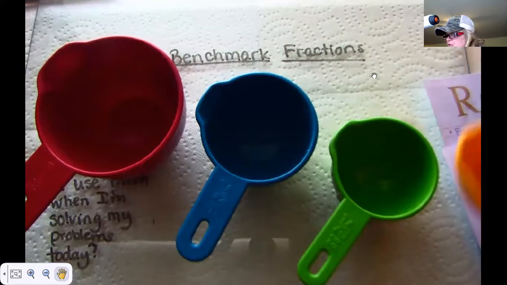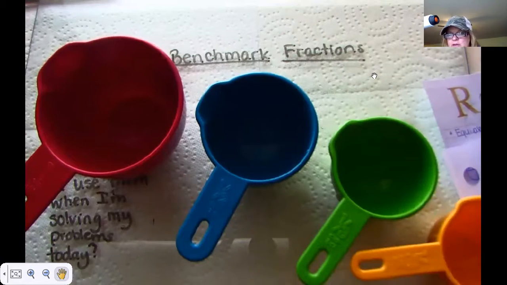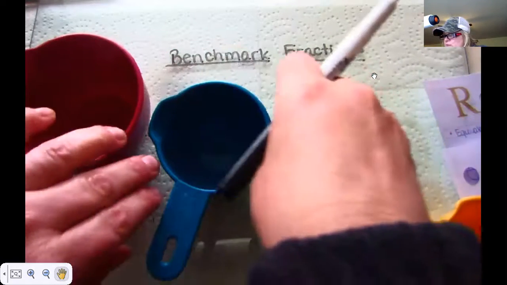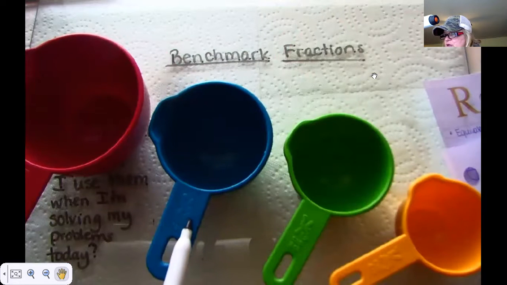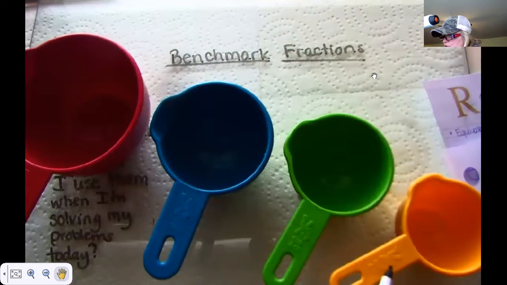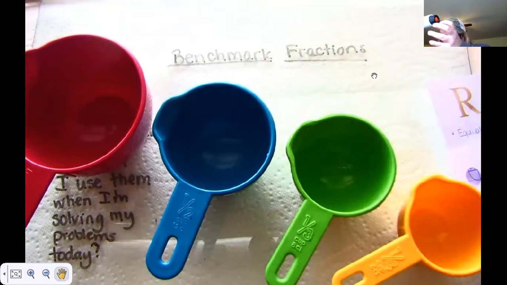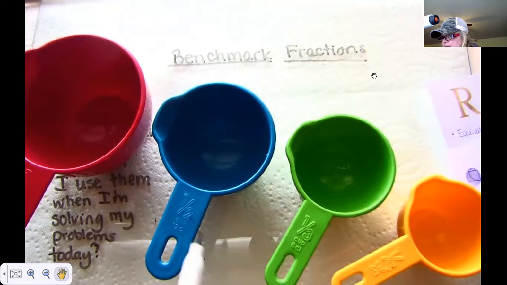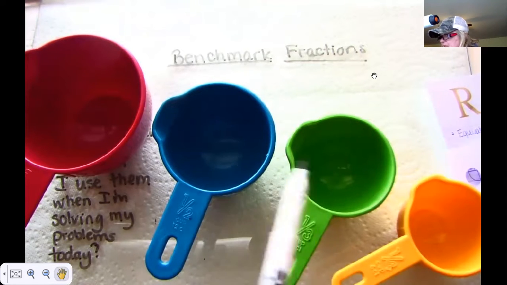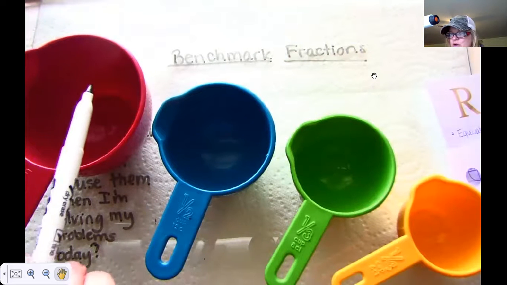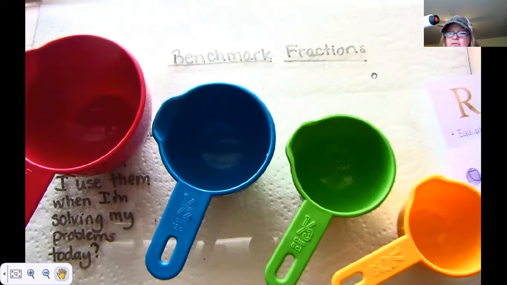The next benchmark fraction is 1/4, and there's my smaller 1/4 cup. And again, as you see, as the denominator gets larger, what happens to the size of the cup? This denominator, if you can see, is 4. This one's 3, and this one is 2. 2, 3, and 4. The denominators are getting larger, yet the size is getting smaller because we've taken our whole and divided it into more parts. The more we divide it equally, the smaller the parts get.